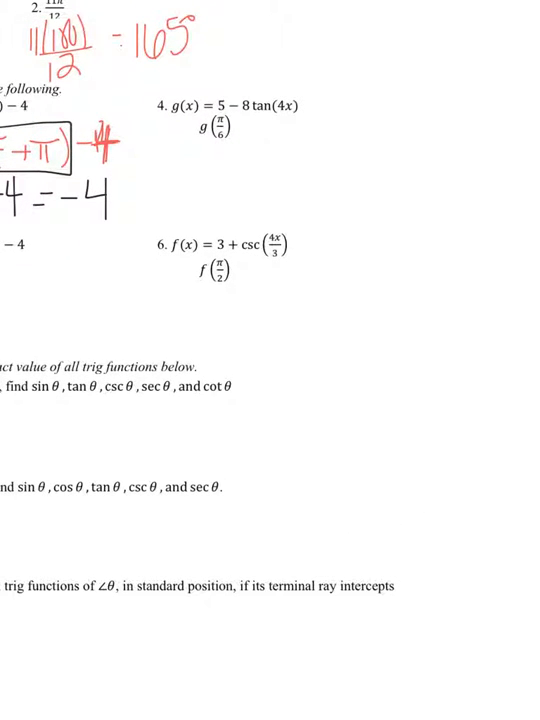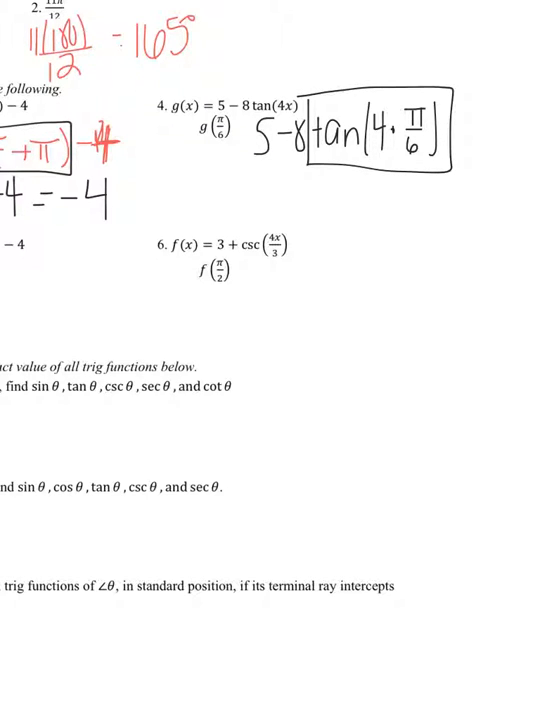Number 4, same idea. You're going to do 5 minus 8 times the tangent of 4 times pi over 6. You're plugging in pi over 6 for x. Again, you should be in radian mode. I type this into my calculator, and I end up getting negative 1.732, which I know is negative square root of 3. So when I clean this up, my final answer is 5 plus 8 square root of 3. The negative times the negative becomes positive.